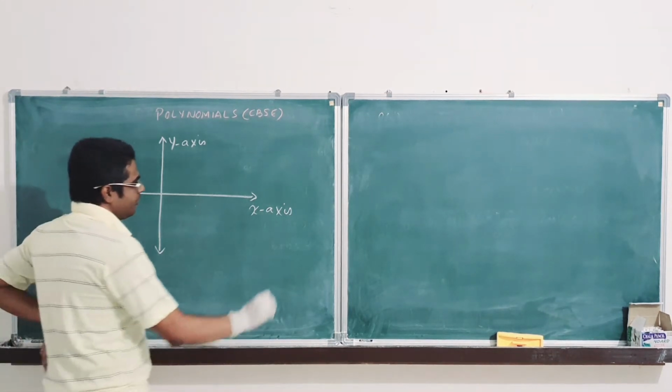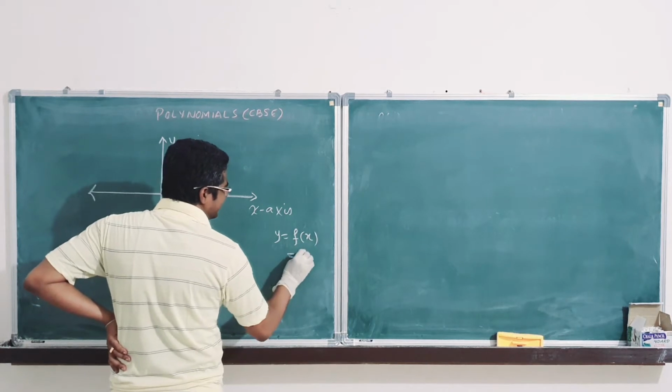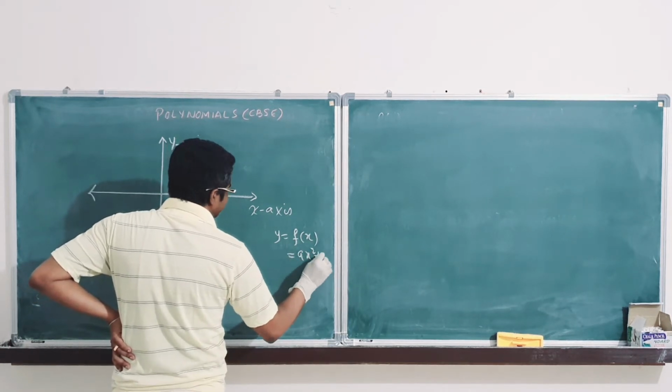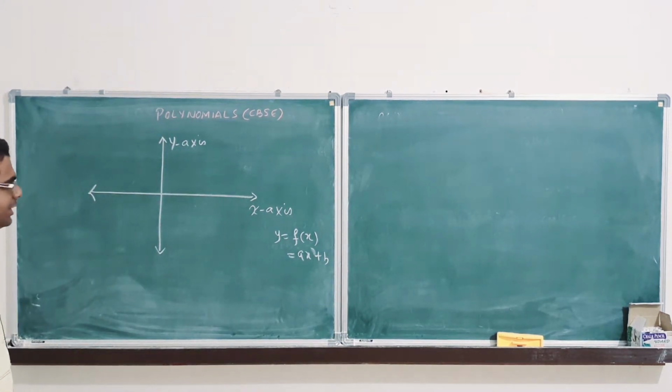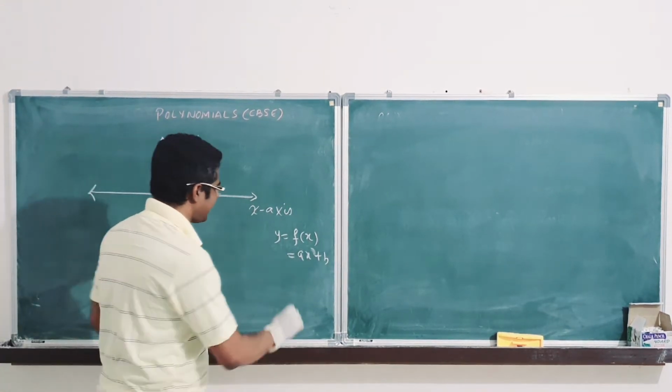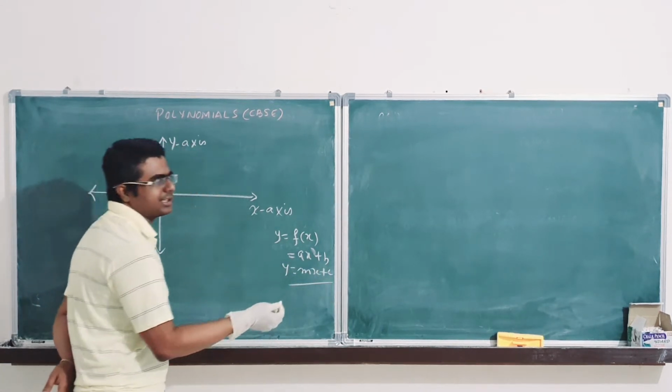So suppose y is equal to f(x). Let's take ax plus b. Let's take the simple one, ax plus b. So basically you can write y is equal to mx plus c. So this is the equation of a straight line, basically nothing else.